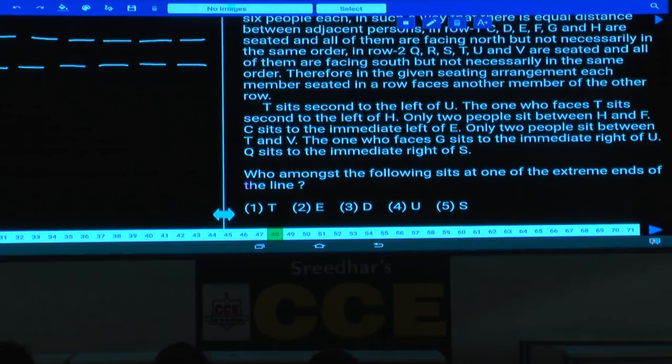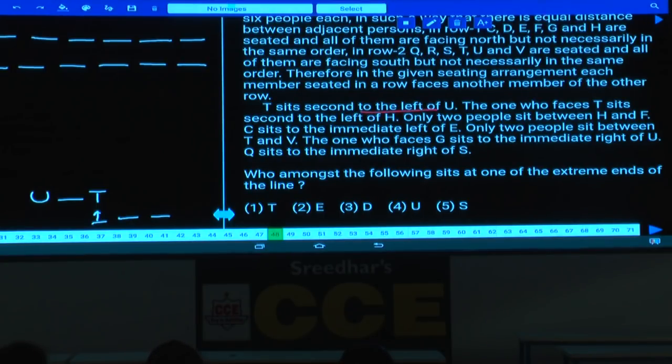Then condition number 1. T sits second to the left of you. T is seated second to the left of you. Then how many possibilities do we have? T and you are facing towards south, as their left hand side is towards our right hand side. And T sits second to the left of you. And the one who is facing T, now we are talking about this person. Now this person is seated second to the left of H.